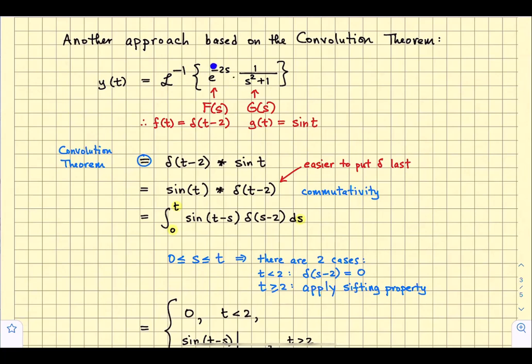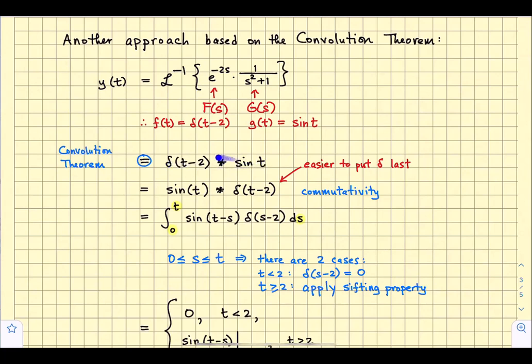Now the key is, if we know how to inverse transform the individual pieces, and now we do, this individually inverse transforms back to delta of t minus 2. This individually transforms back to sine t. We've known that for quite a while. So we know what the corresponding little f of t and little g of t are. So by the convolution theorem, we can invert this product in the s domain to become the convolution product of little f and little g in the t domain.